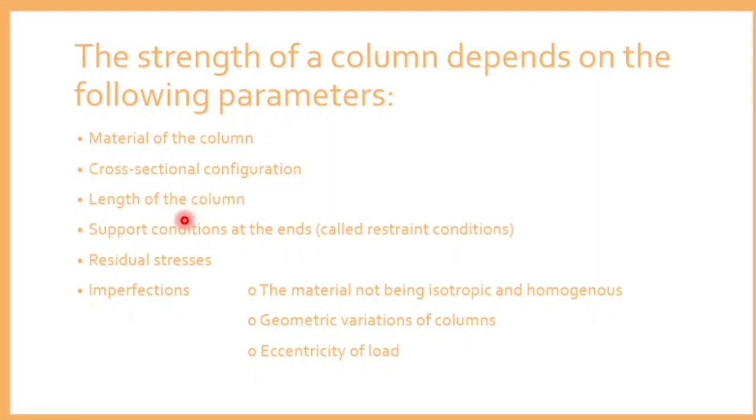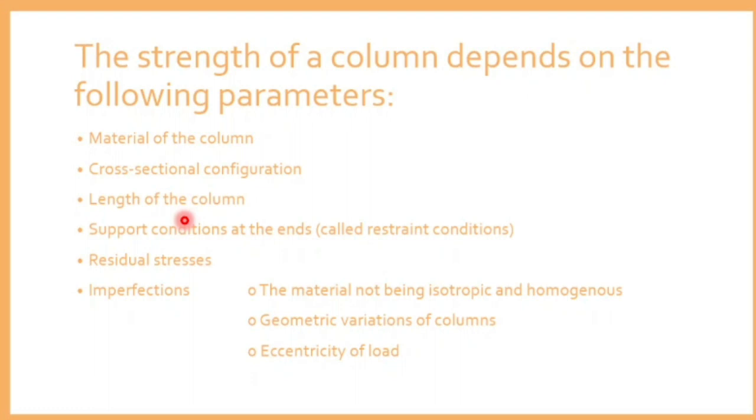If your column length is increased, the strength decreases. If your column height is 3 meters and it is able to carry a 100 kilonewton load, you cannot use the same column at 6 meters; it will not take 100 kilonewton load. It will take much less than that. If you increase the column length, the load carrying capacity will decrease.